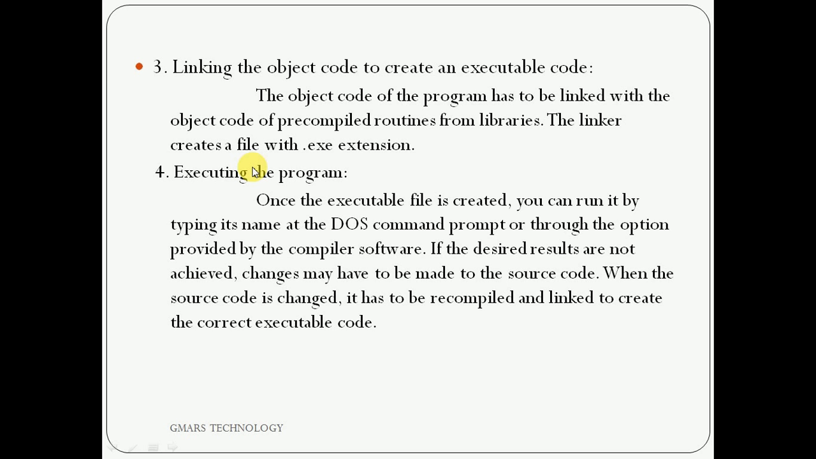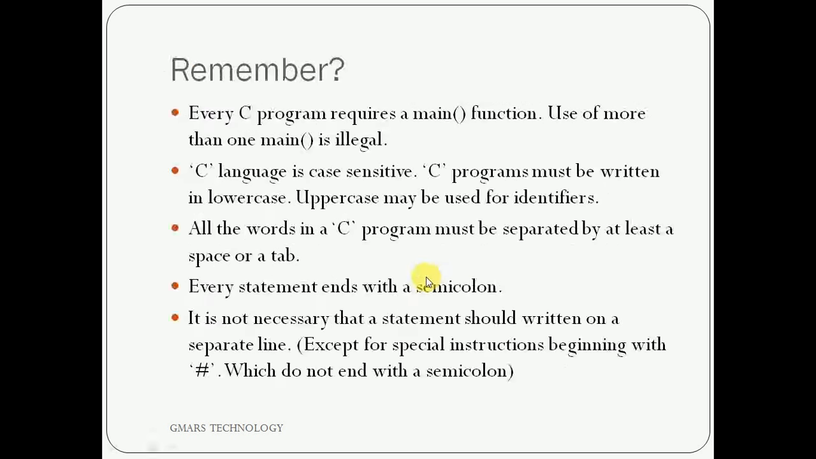And linking the object code to create an executable code. The object code of the program has to be linked with the object code of library routines from libraries. The linker creates a file with the .exe extension. Then executing the program: once the executable file is created, you can run it by typing the name at the DOS command prompt or through the option provided by the compiler software. If the desired results are not achieved, changes may be made to the source code. When the source code is changed, it has to be recompiled and linked to create the corrected executable code.